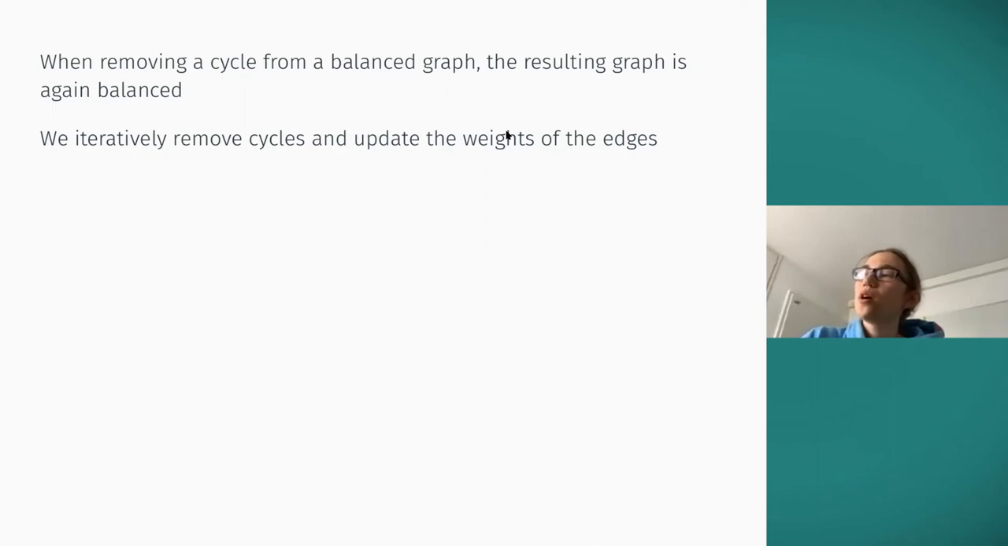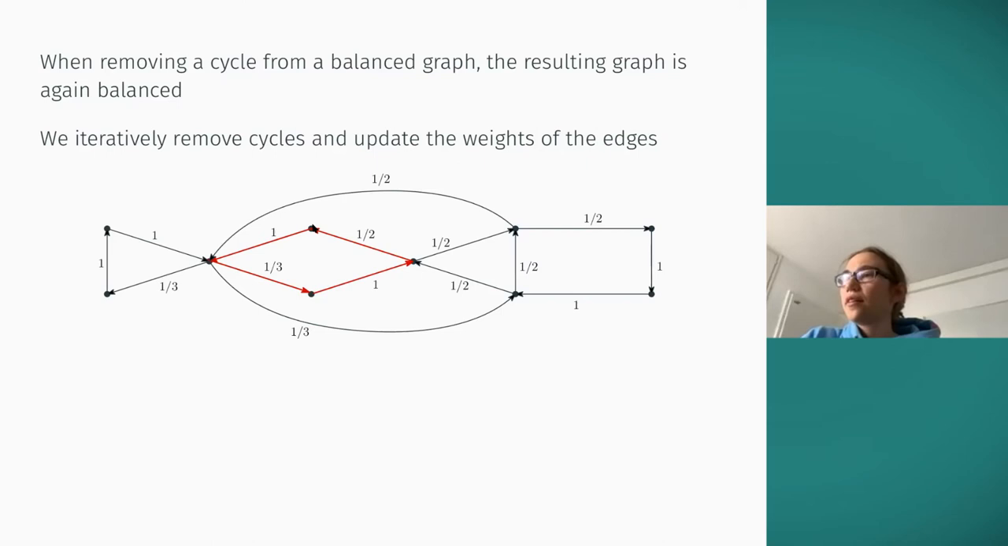What does that mean? For example, we take this graph here, we take the red cycle, and we remove it. This vertex here previously had two out-edges, that's why all the out-edges had weight 1/2, but now I removed one of them, so I have to update the weight of the other one. This ensures that we always keep the condition that every vertex has out-weight at least one. So we update the weights of the edges.